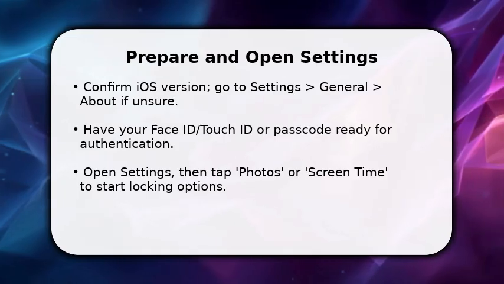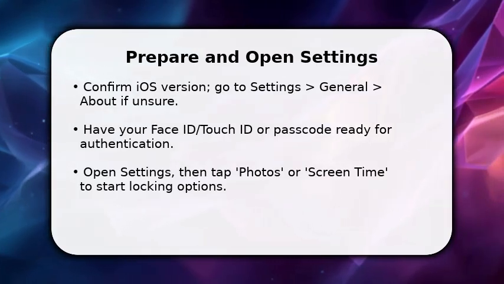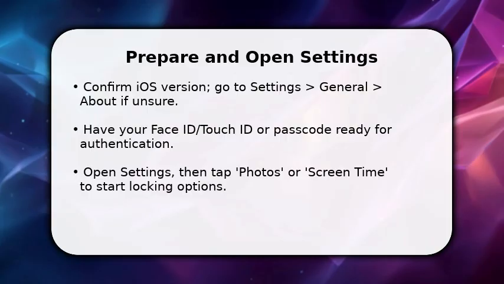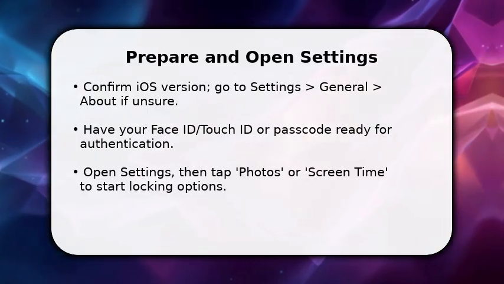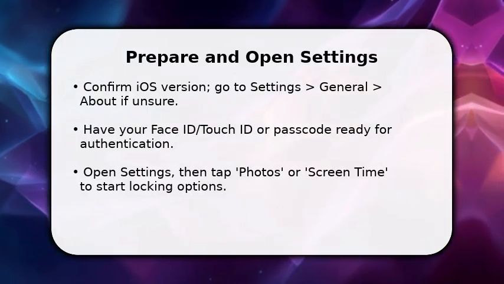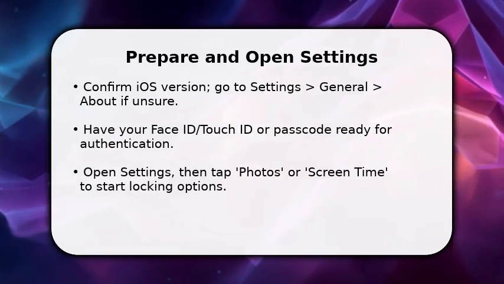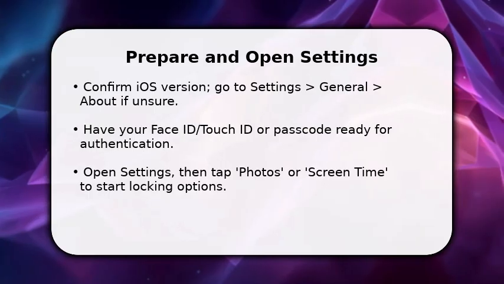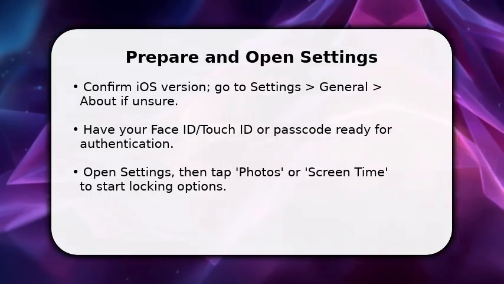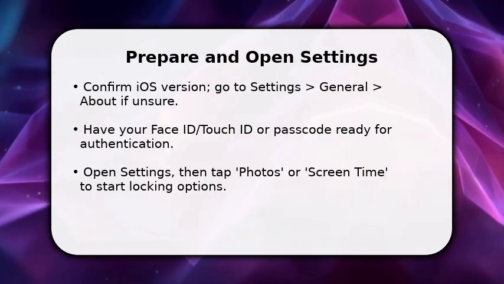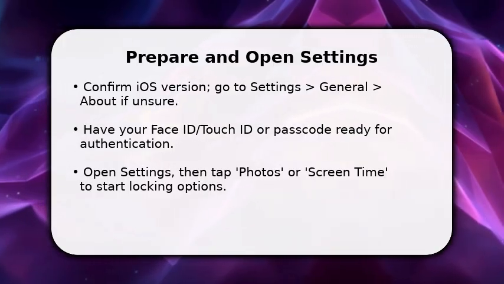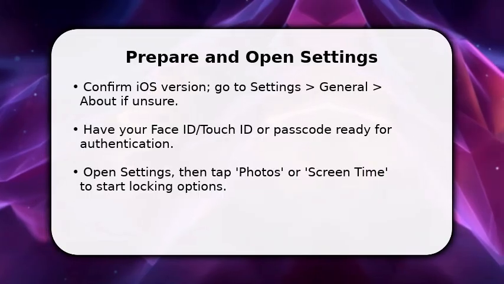Enjoy the video. You start by confirming your iPhone is updated and you know your passcode. This avoids interruptions. Once ready, open Settings and go directly to Photos to check privacy options or open Screen Time for guided restrictions. Make sure Face ID or Touch ID is set up because you will use biometric unlock for convenience. Begin the process now so you don't waste time with backups.